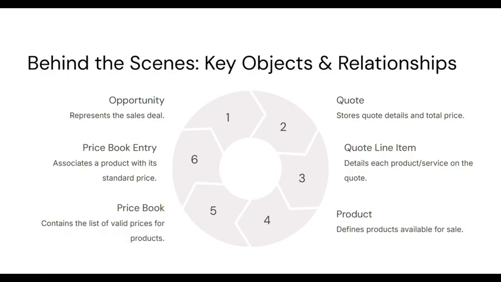So if you connect it all, opportunity is the deal, quotes sit inside the opportunity, quote line items sit inside the quote, products come from the price book, and prices come from the price book entries. It is all connected, and there is a structure that makes sure your quoting is always clean, reliable, and scalable. So even if you are not working on the back end, having the clarity helps you when you are debugging or working with developers and admins.